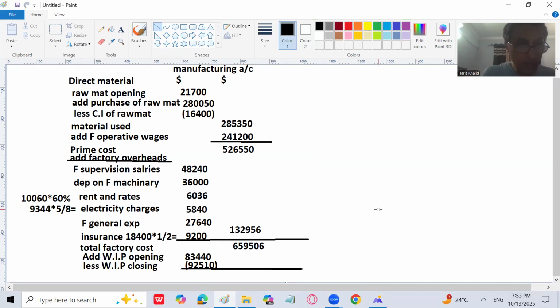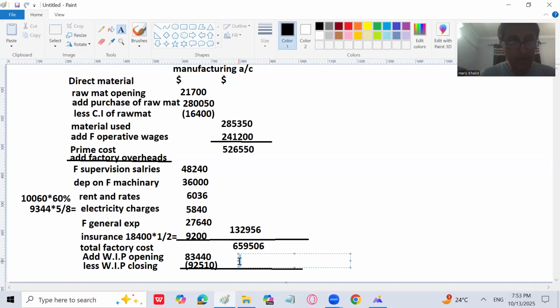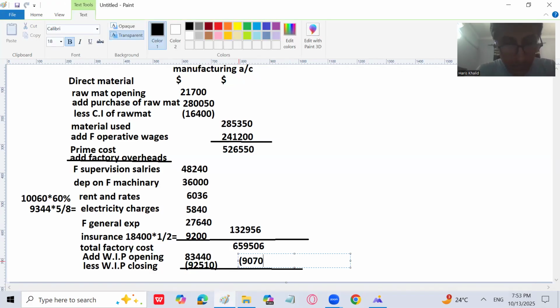So let me write 83,440 minus 92,510. So the 9,070 is going to be the negative answer of this. So I will write here like this, 9,070. And let me subtract it now. 659,506 minus 9,070. The answer is 650,436. So I will write here 650,436. 650,436 is the cost of production.